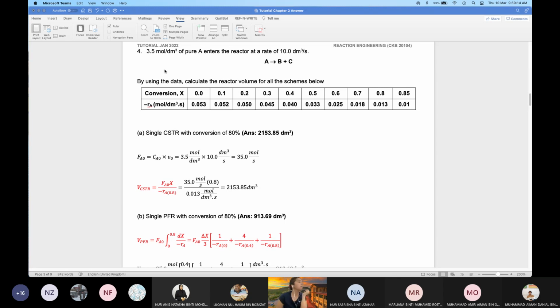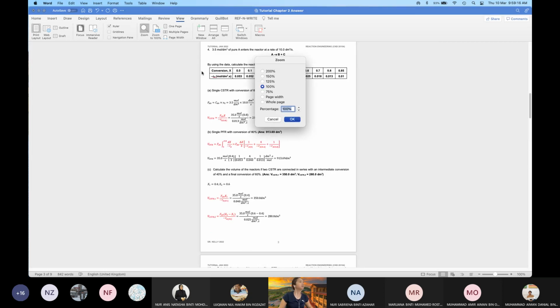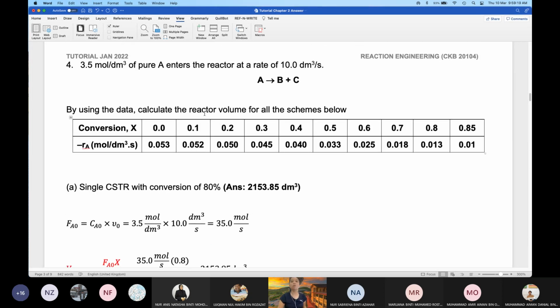3.5 mole per dm cube. Kejap saya besarkan balik. 3.5 mole per dm cube of pure A enters the reactor at the rate of 10 dm cube per second. Okay, at this part, kamu kena betul-betul be careful with the value that is given. Kamu kena betul-betul check value tu given tu sebenarnya apa. Sebab kalau part ni kamu dah buat salah, basically the entire thing calculation dah salah. Okay, first baca. Dia kata mole per dm cube. So kami ingat, mole per dm cube, dimension dia mole per volume.